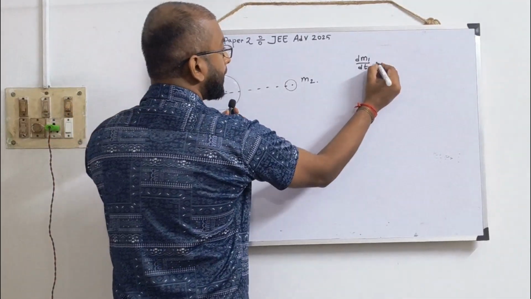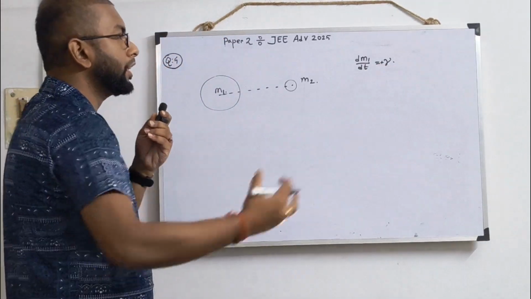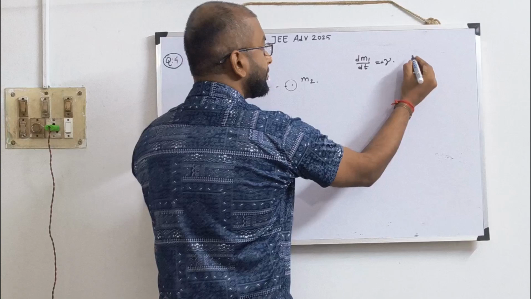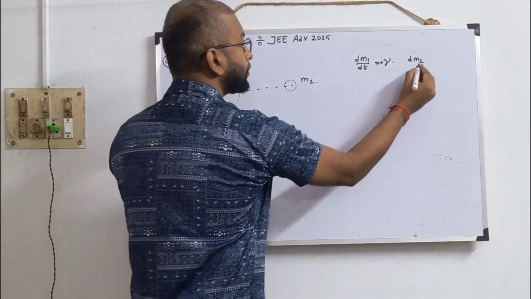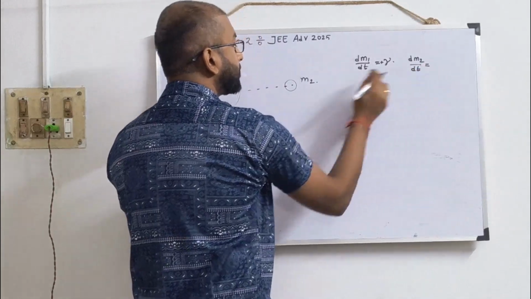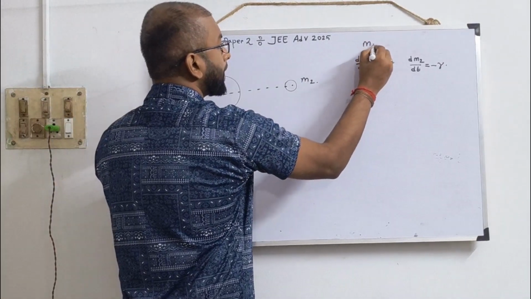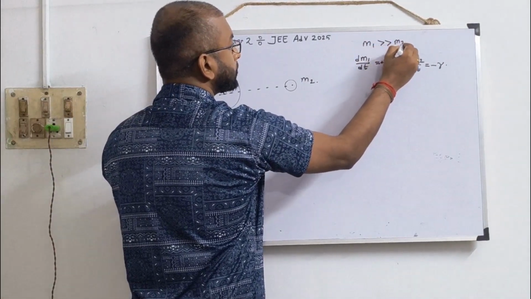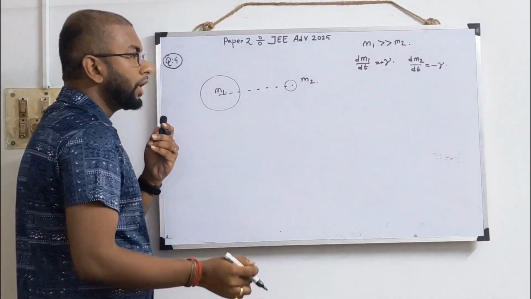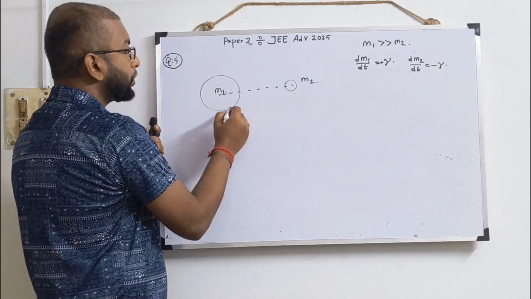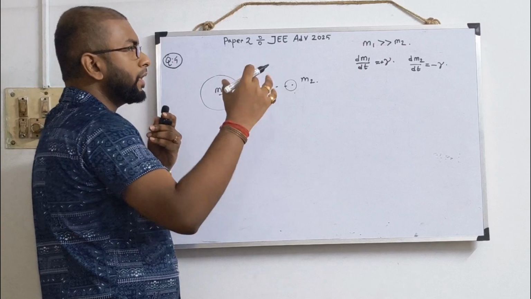So dm1 by dt will be gamma, and let me tell you it is plus gamma because it is slowly gaining the mass. So change is positive. Similarly, the lighter mass is losing the weight. So dm2 by dt or rate of change of this mass is minus gamma, and also it is given that m1 is very much greater than m2. As it is getting mass from m2, it is slowly becoming lighter and m1 is slowly becoming heavier, but as m1 is very much greater than m2, that change may not be that much visible.